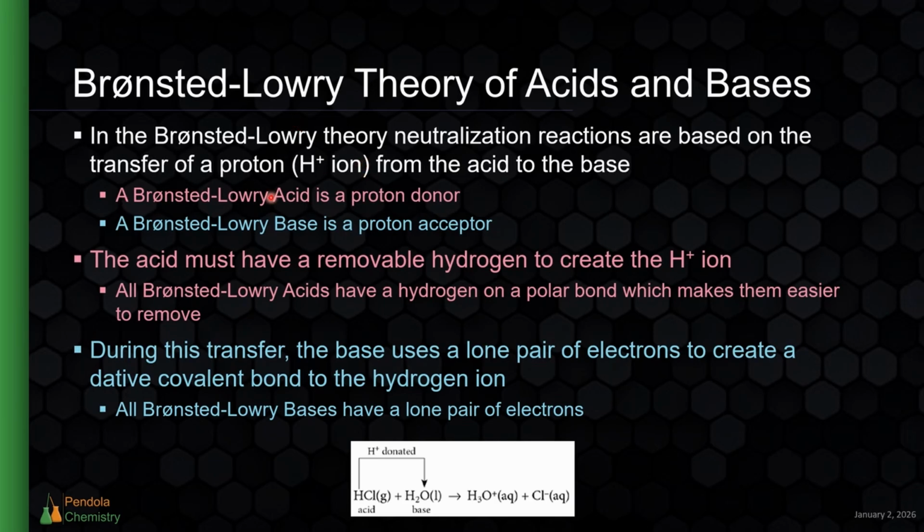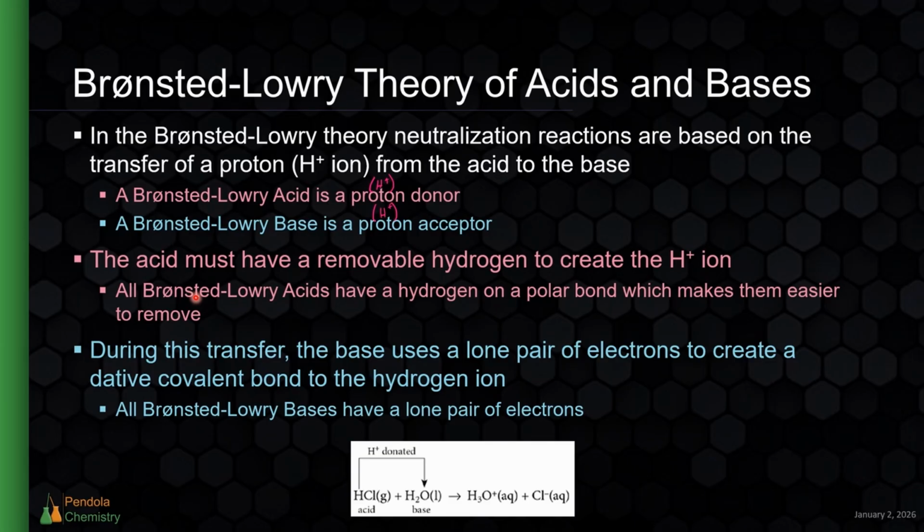A Brønsted-Lowry acid is essentially a proton donor. Again, proton being H+, so it is an H+ donor, something that gives up hydrogen ions. And a Brønsted-Lowry base is a proton or H+ acceptor, something that uses a lone pair of electrons to pick up a hydrogen ion. So the acid must have a removable hydrogen to create the hydrogen ion or the proton. All Brønsted-Lowry acids have a hydrogen on a polar bond, which makes them easier to remove.